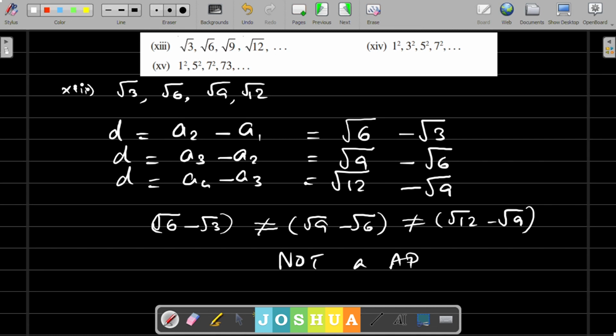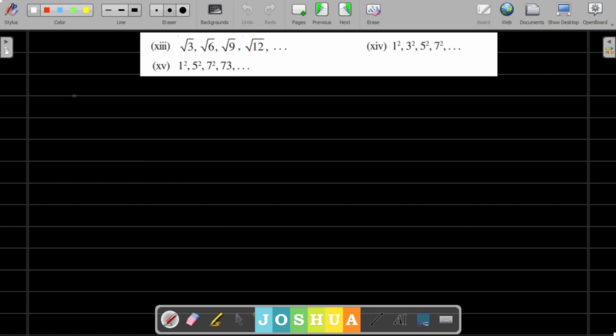Now come to the next one, question number 14. So here we have 1 square plus 3 square plus 5 square plus 7 square. We expand this one. 1 square is 1, the second term 3 square is 9, and 5 square is 25, and 7 square is 49.